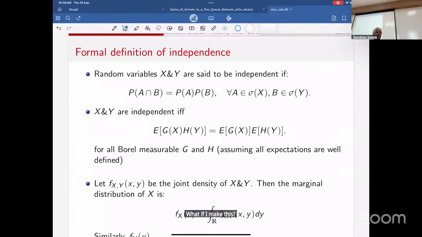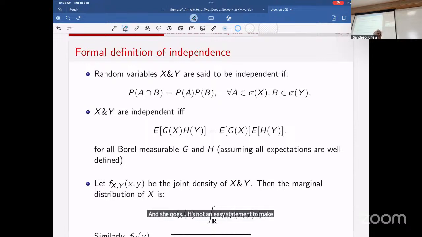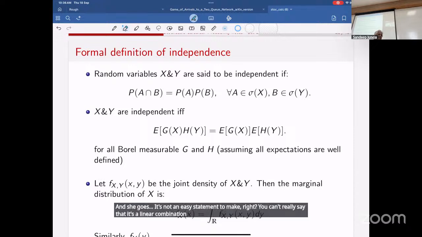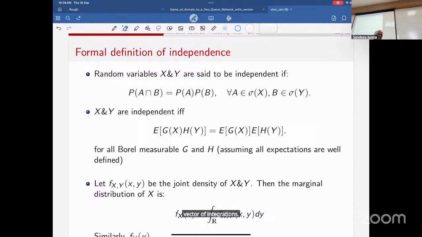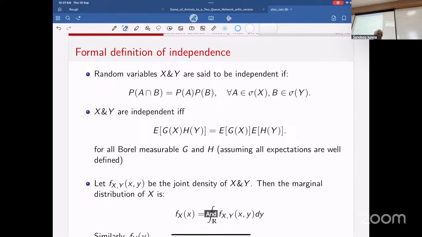But we are avoiding saying that multivariate Gaussian is a vector of univariate Gaussians. It's true that a vector of univariate Gaussians is multivariate Gaussian, but if you look at all the definitions and all the results we're trying to show, we are explicitly avoiding making this statement. Because I think it's not an easy statement to make. We are avoiding that statement. Certainly this statement is there: if I give you a multivariate Gaussian, then each component is a univariate Gaussian, and a linear combination of these is a univariate Gaussian. It is also multivariate Gaussian.